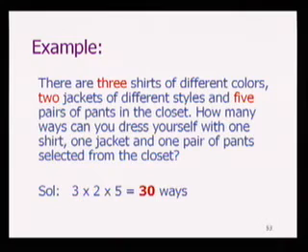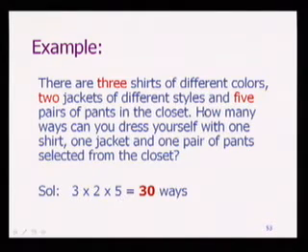And we saw this example. I want to choose 1 shirt out of the 3 that I have, 1 out of 2 jackets, and 1 pair of pants out of the 5 pants I have. There are 3 steps. First, choosing a shirt: there are 3 ways. Second step, choosing a jacket: there are 2 ways to choose a jacket.